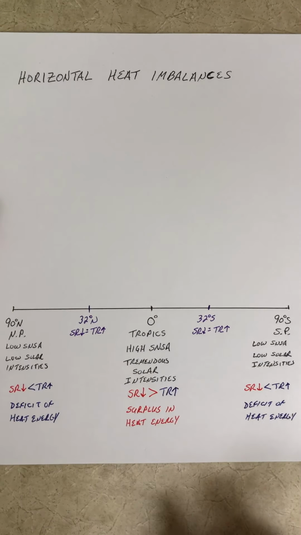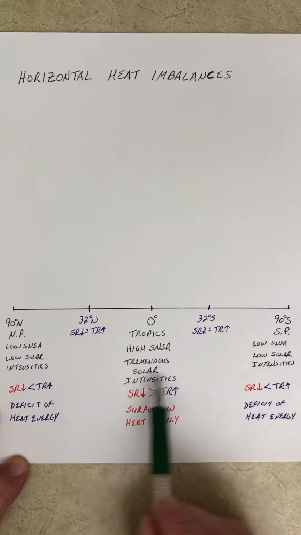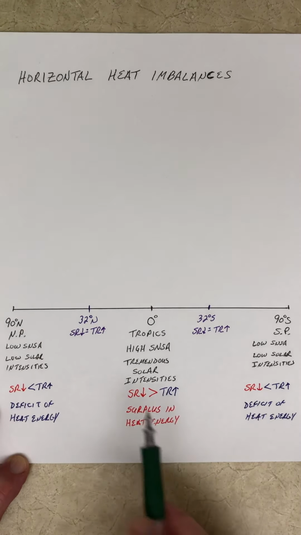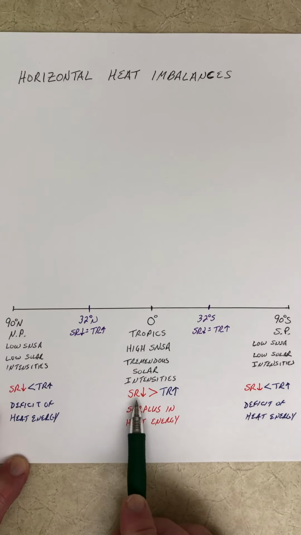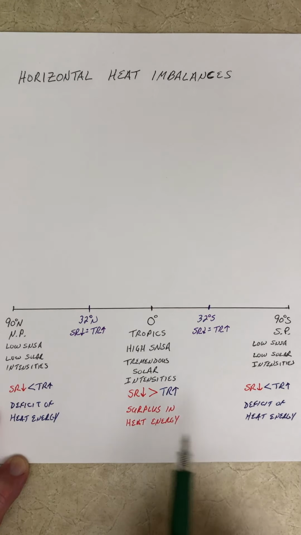Hi class. In the previous video we took a look at how horizontal heat imbalances become established. Again, that's in the tropics. You have high solar noon sun angles, tremendous solar intensities, so the incoming solar radiation is greater than outgoing terrestrial radiation, so you build up a surplus of heat energy in the tropics.